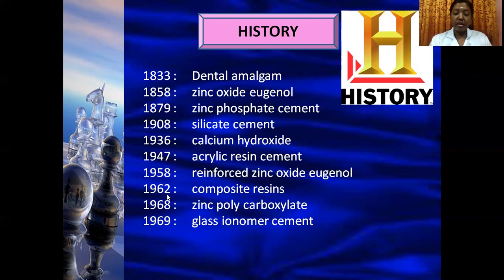Composite resins introduced in the year 1962 by Dr. Ray L. Bowen. Zinc polycarboxylate also, which has got chemical adhesion to the tooth structure. Similarly, GIC, which has got chemical adhesion to the tooth structure, introduced by Wilson and Kent in the year 1969, and zinc polycarboxylate was introduced in the year 1968.